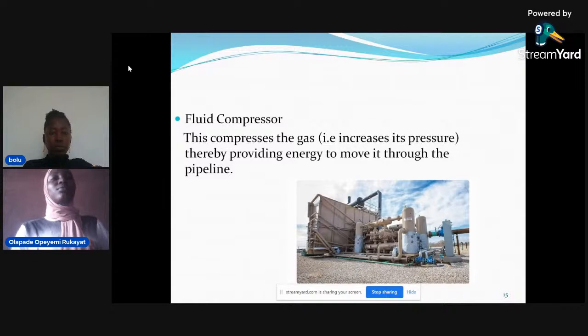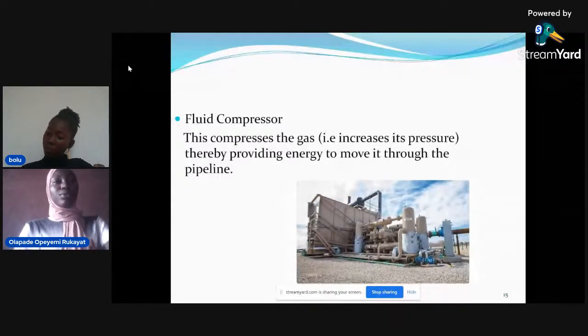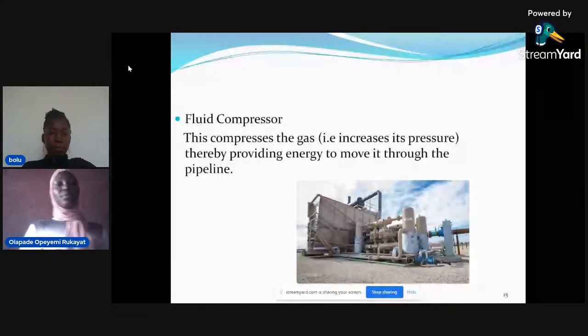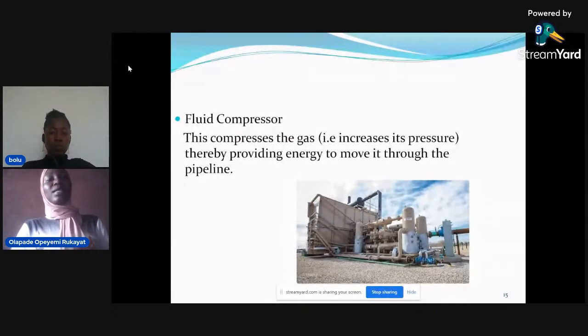Now the second one, which is the fluid compressor. This compresses the gas, that is, it increases the pressure. Gas has to move with a very high pressure before it can move faster in the pipeline. So this compressor increases the pressure, thereby providing the energy to move it through the pipeline. This is just the work the fluid compressor does.